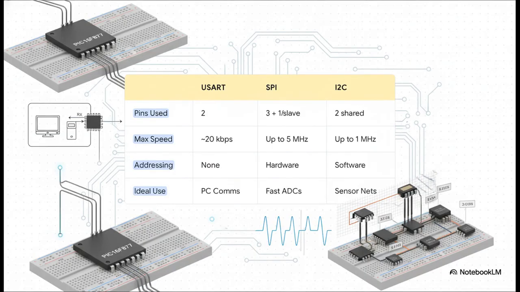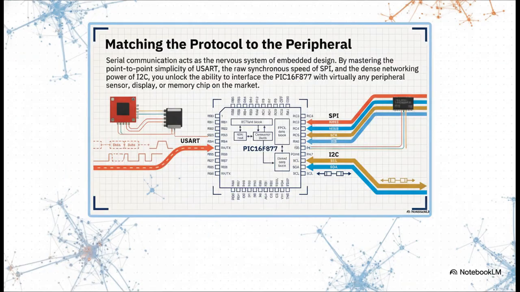So let's just boil this down into some practical examples. You just need to print some debug text to your computer? Easy. 2-wire USART is all you need. What if you need to build a whole network with a dozen different sensors, maybe an OLED display and a memory chip? I2C is absolutely your best friend. But if you need to stream high-frequency data from, say, an analog-to-digital converter, nothing is going to beat the raw, unadulterated speed of SPI. At the end of the day, serial communication is the nervous system of your embedded project.